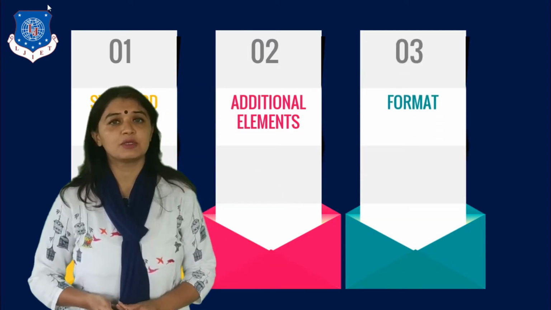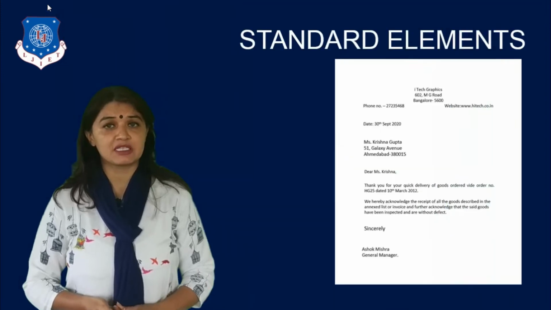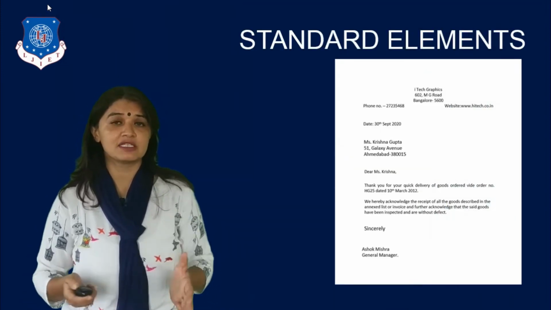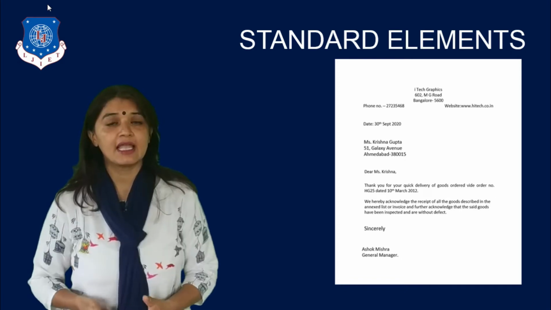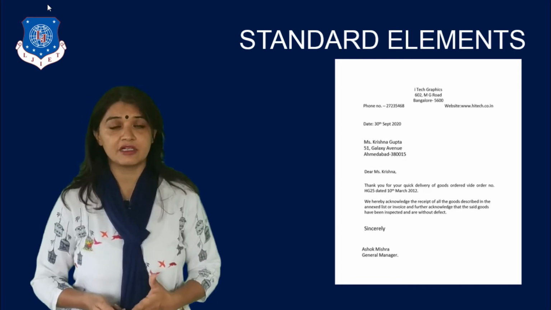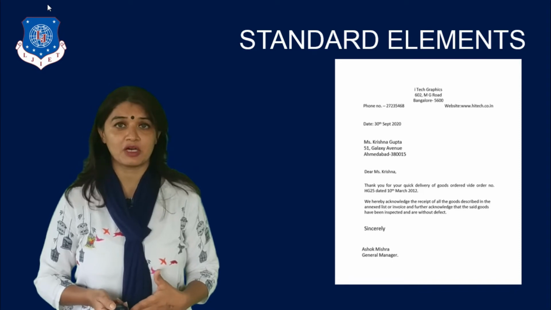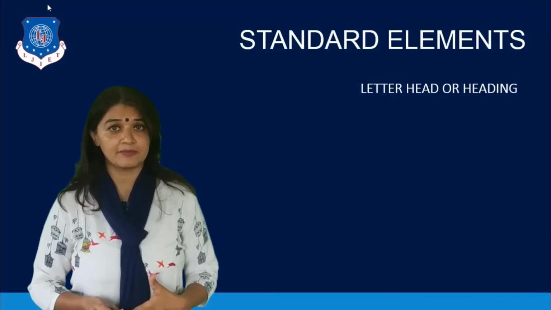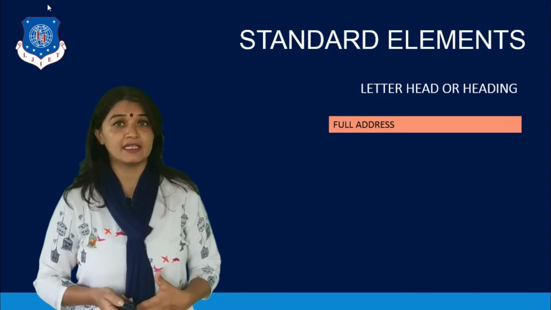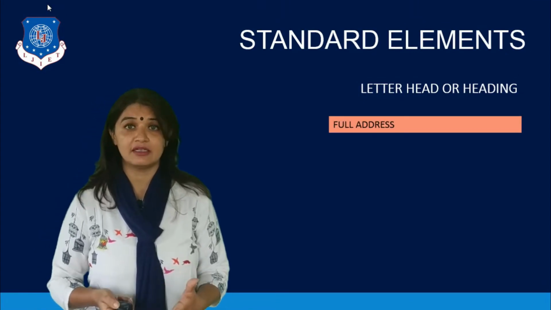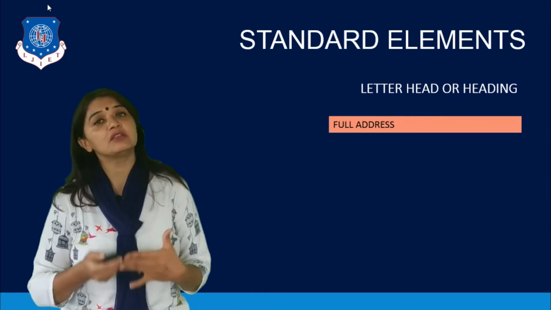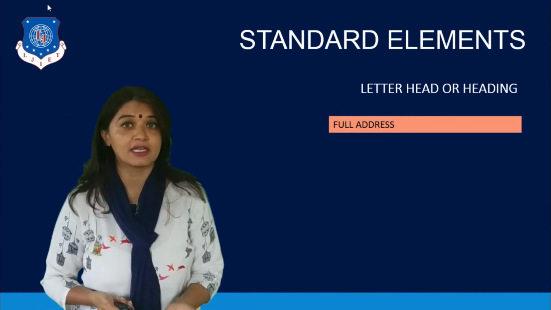Now, let us see what the standard elements of a business letter are. As you can see, this is how a business letter looks, and these are the standard elements. Let us see them one by one. The first element is the letterhead or the heading. The letterhead is the full address of the sender. That means if you are sending a business letter, then you will mention the full address of your organization.